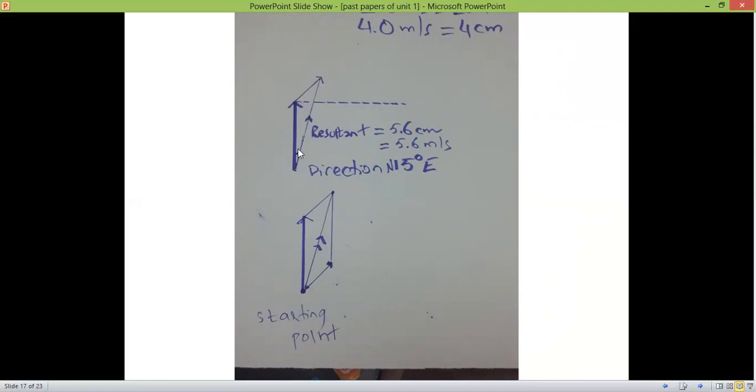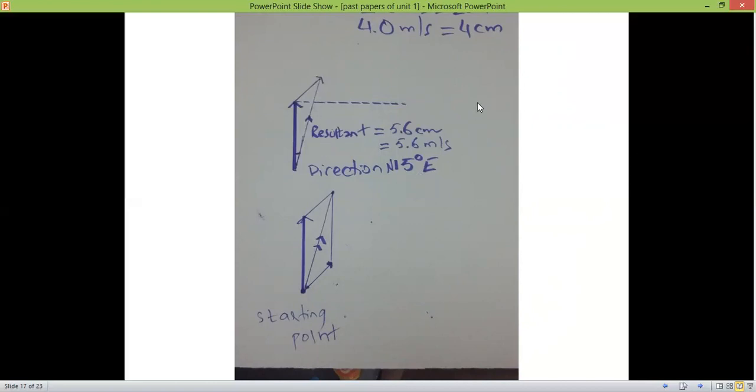According to the head to tail rule method, the first velocity is in the direction of north. It has been drawn. Other is at an angle 45 with the north, and the second vector is drawn at the head of the first. How to get the resultant? By joining the tail of the first to the head of second. Then we have to give the magnitude plus the angle.